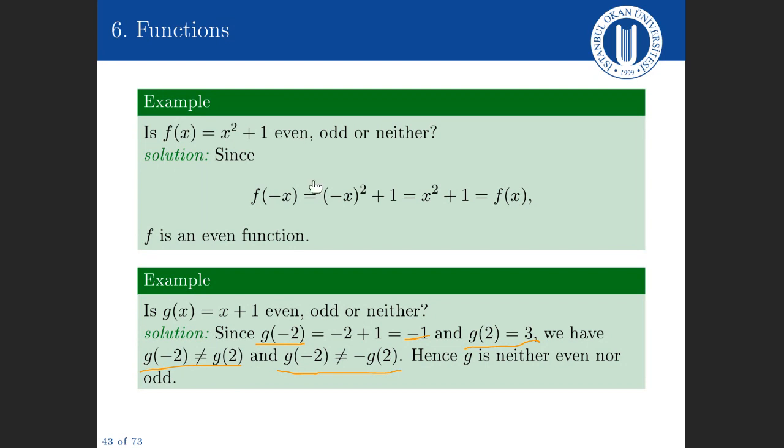If we want to prove that a function is even or is odd, we need to prove that the rule is true for all x. If we want to prove that a function is not even or not odd, we only need to find one number where the rule doesn't apply.